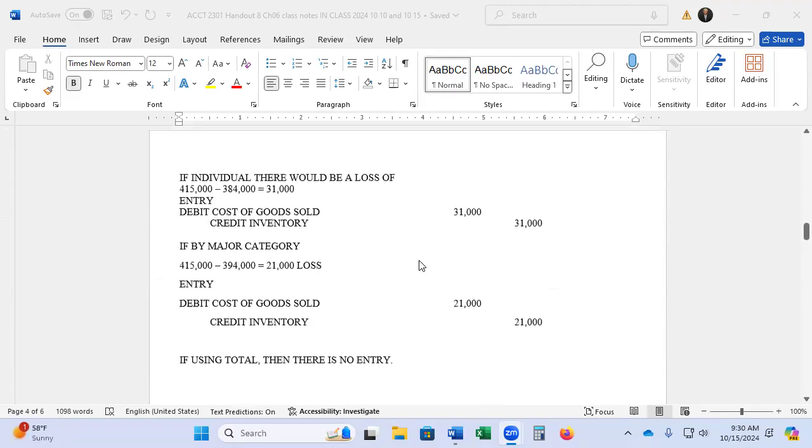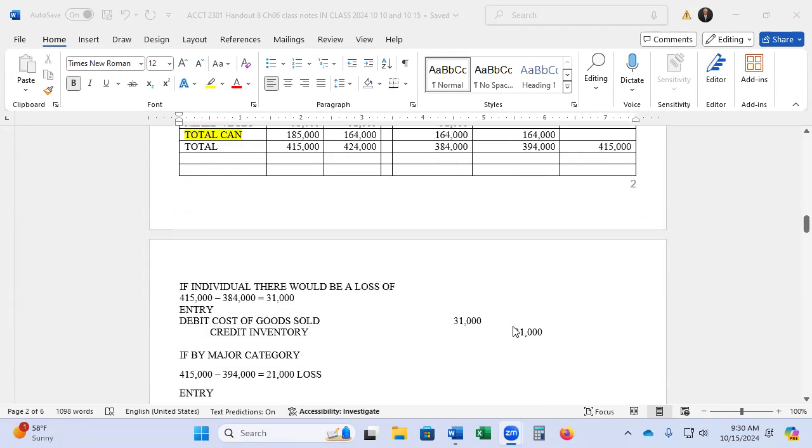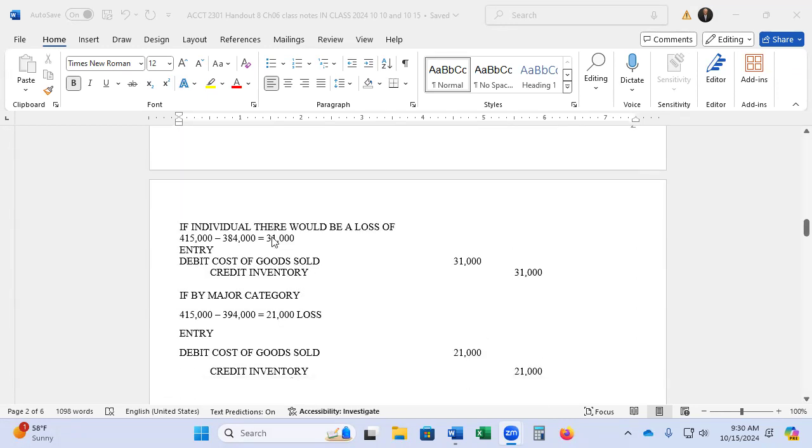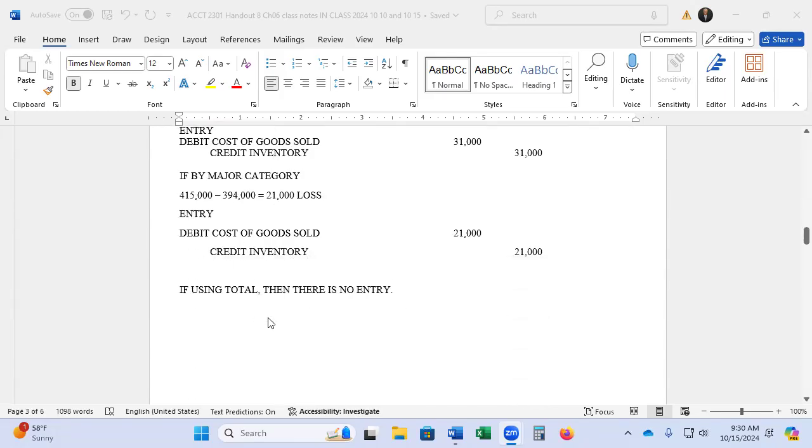And last we left here, we talked about how we would look at the lower of cost or net realizable value, or sometimes it would be called market, depending on how they value the inventory, which costs they choose. And so we did it by individual and then major category and then total. And then we had the entry based on each category.